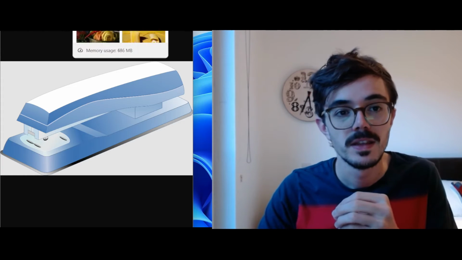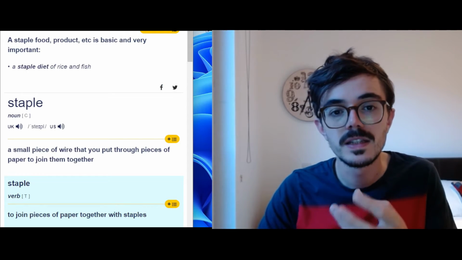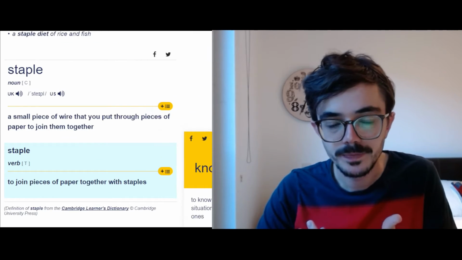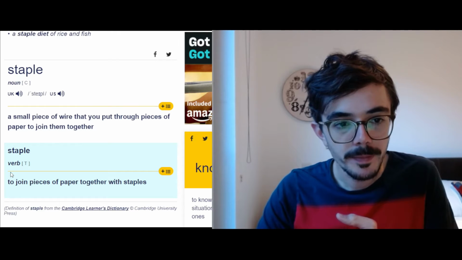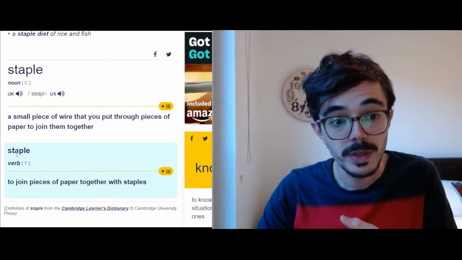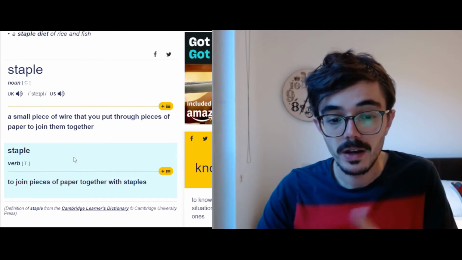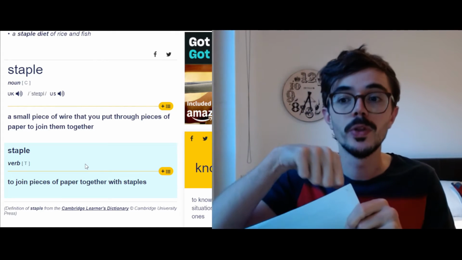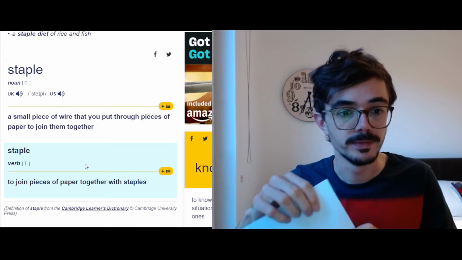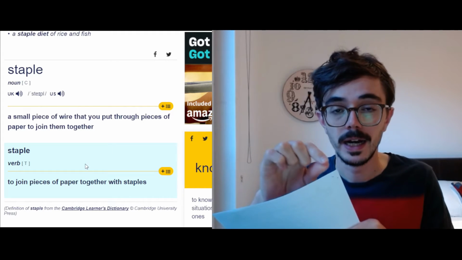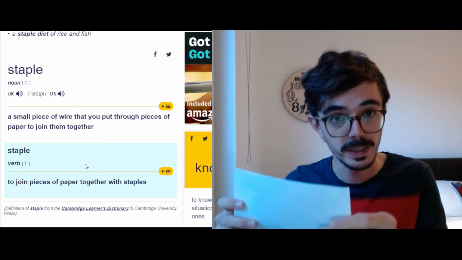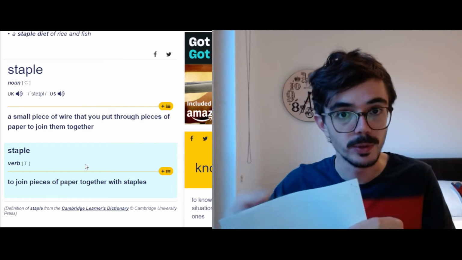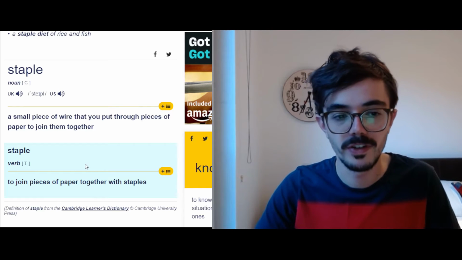Now, this is the simplest meaning of this word, staple. You can use it as a noun, but you can also use it as a verb. So this is a staple, but I can also staple the paper. In order to put these pieces of paper together, and to make them stay together, I stapled them. So we can use it as a noun or a verb.